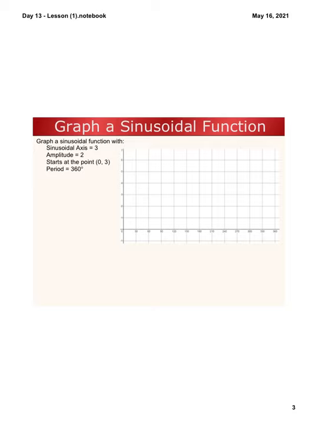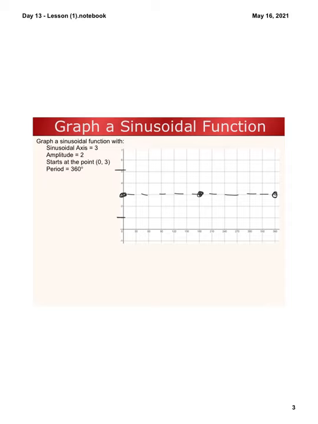So our first example is just a review of what we've done so far. I'm going to ask you to graph a sinusoidal function with the axes at 3, an amplitude of 2. It starts at the point 0,3 and it has a period of 360 degrees. So it takes 360 degrees to do one full rotation. Pause the video, try it, and then unpause it and we'll take it up.